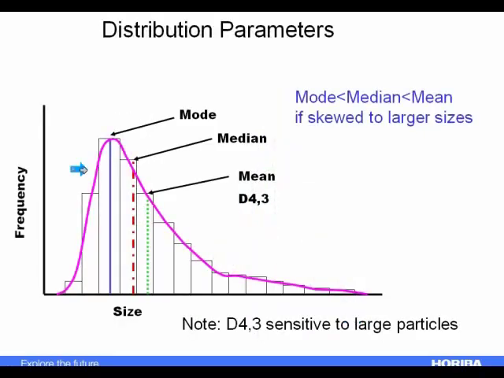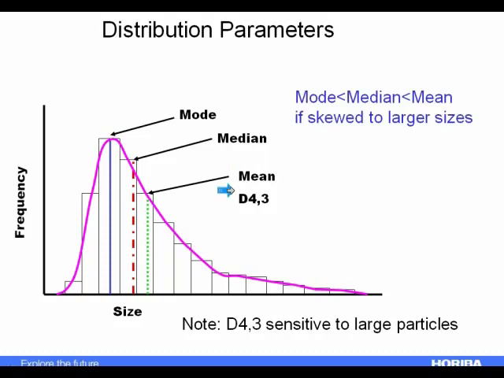So here now we have an asymmetric distribution. There are a few larger particles and smaller ones. And what we see here is when it's a skew distribution, the mean no longer equals the mode or the median. And if it's skewed to the right side, then actually the median is a little larger than the mode and the mean is a little larger than that.